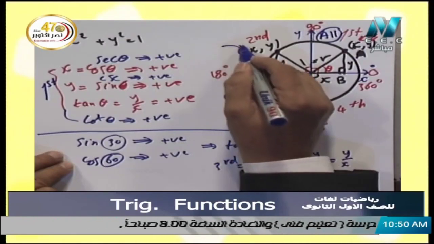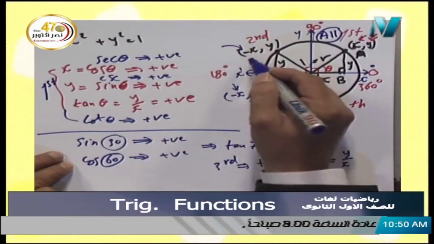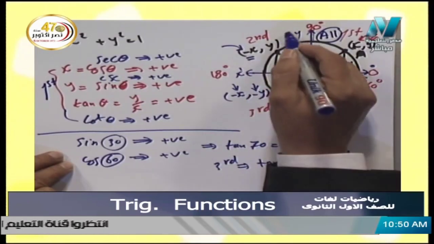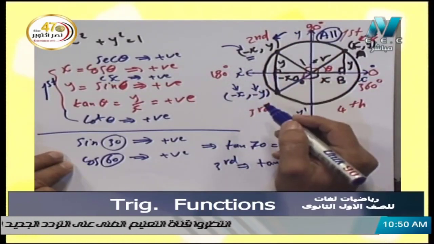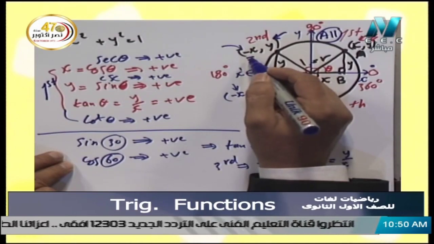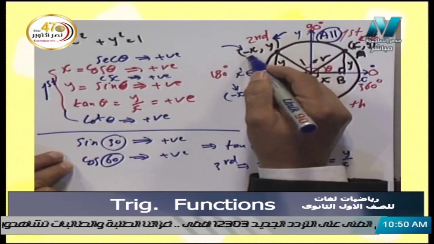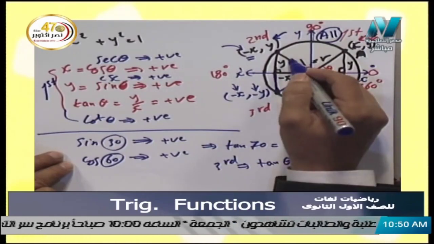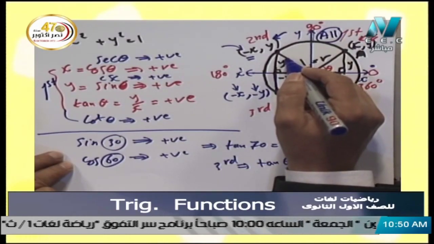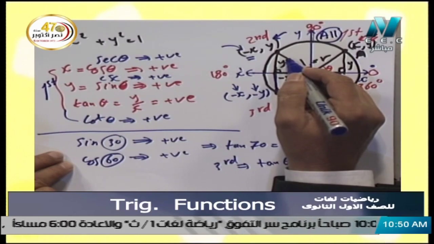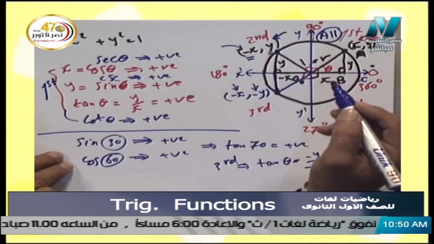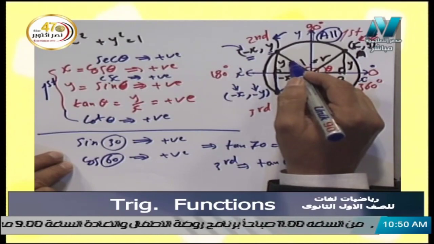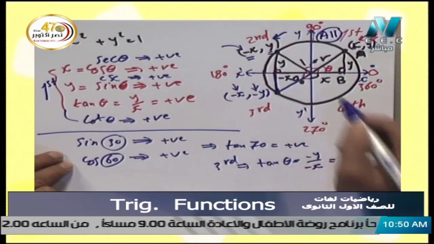We know that cosine theta equals negative x, so cosine here is negative, but sine here is positive, and tan of course is negative because tan equals y over negative x. Positive over negative will be negative. So in the second quadrant, only sine will be positive because it's y, but cosine is negative and tan is negative also.